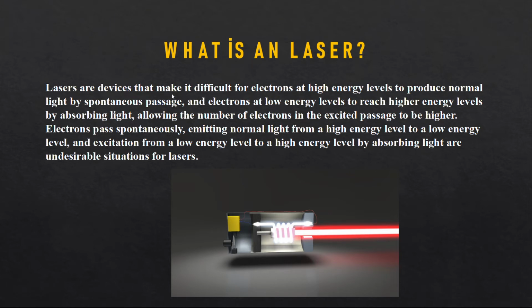Lasers are devices that make it difficult for electrons at high energy levels to produce normal light by spontaneous passage, and electrons at low energy levels to reach higher energy levels by absorbing light, allowing the number of electrons in excited passage to be higher. Electrons passing spontaneously, emitting normal light from high energy level to low energy level, and excitation from a low energy level to high energy level by absorbing light are undesirable situations for lasers.